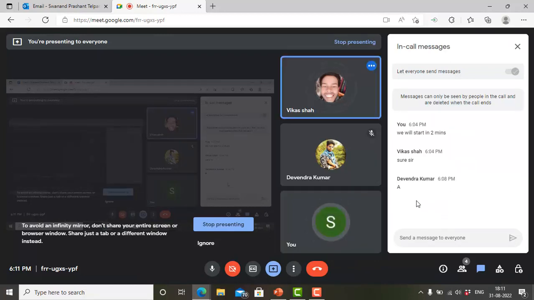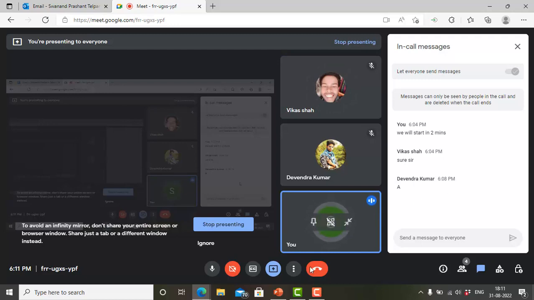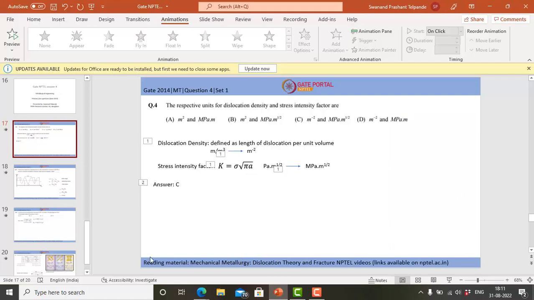Yes, sir. Okay. So I will now go to the next question. I will project it for, let's say, 2-3 minutes. You try to answer the question. And I have also given the reading material. If you don't know these concepts or you have not studied fracture or dislocation theory, then you need to refer to this reading material to get to know every concept behind this. So now I will project question number 2 for this session.